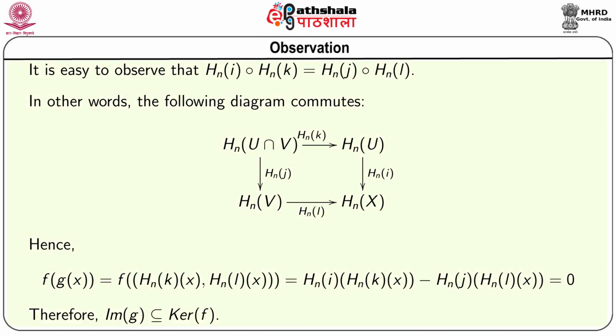It is easy to observe that the composite H_n i composed H_n k is equal to H_n j composed H_n l. That means, the following diagram commutes.